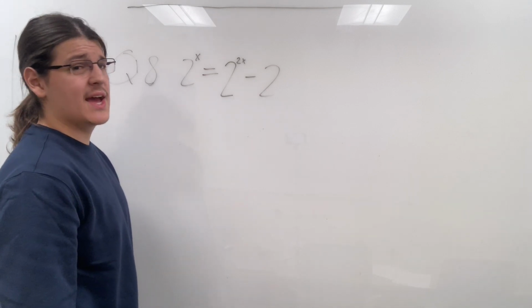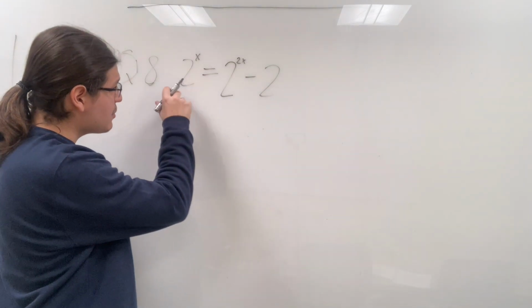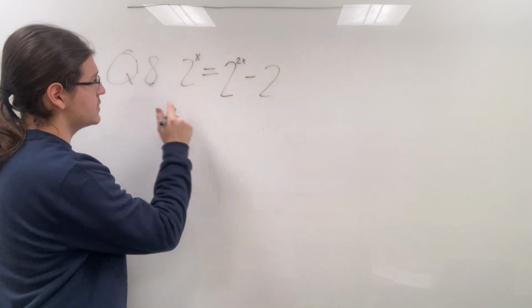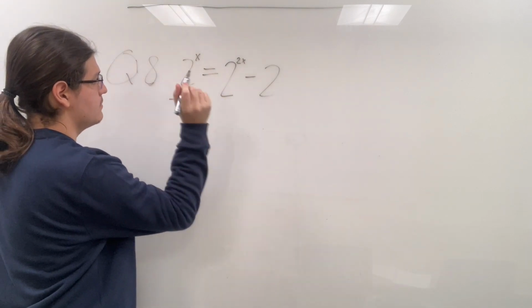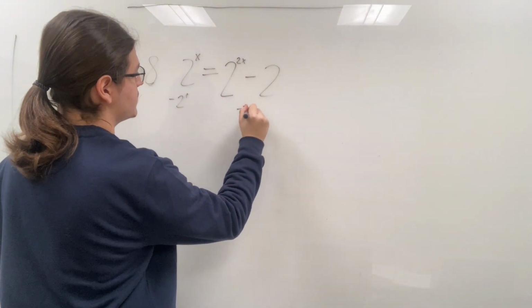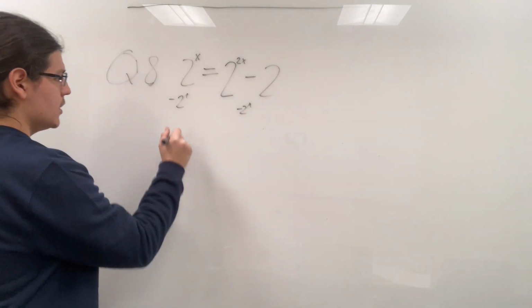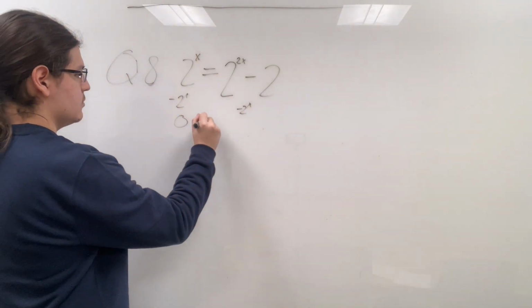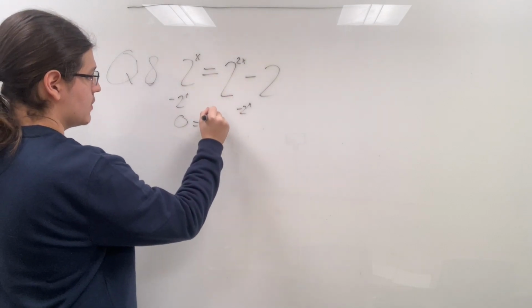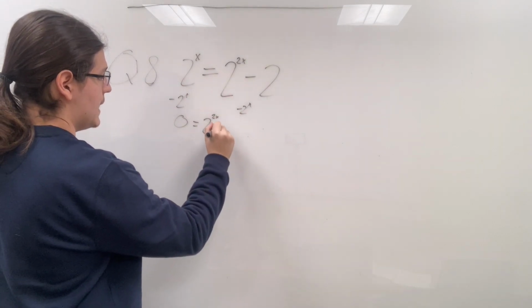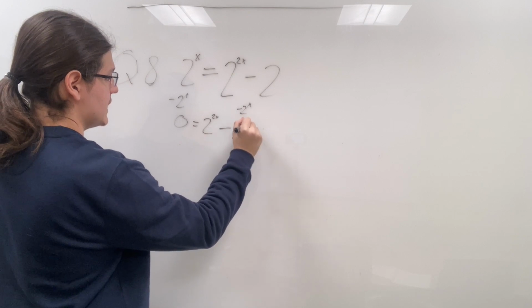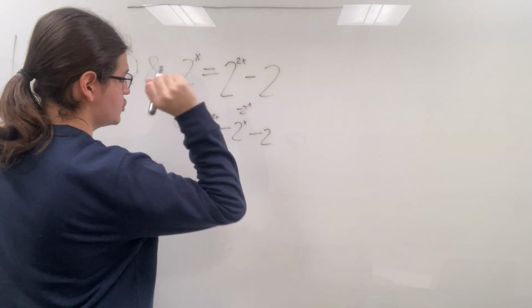I don't see it yet. Maybe if I get this 2 to the x over here as well, maybe we can make something happen. Minus 2 to the x. So 0 is equal to 2 to the power of 2x minus 2 to the x minus 2.